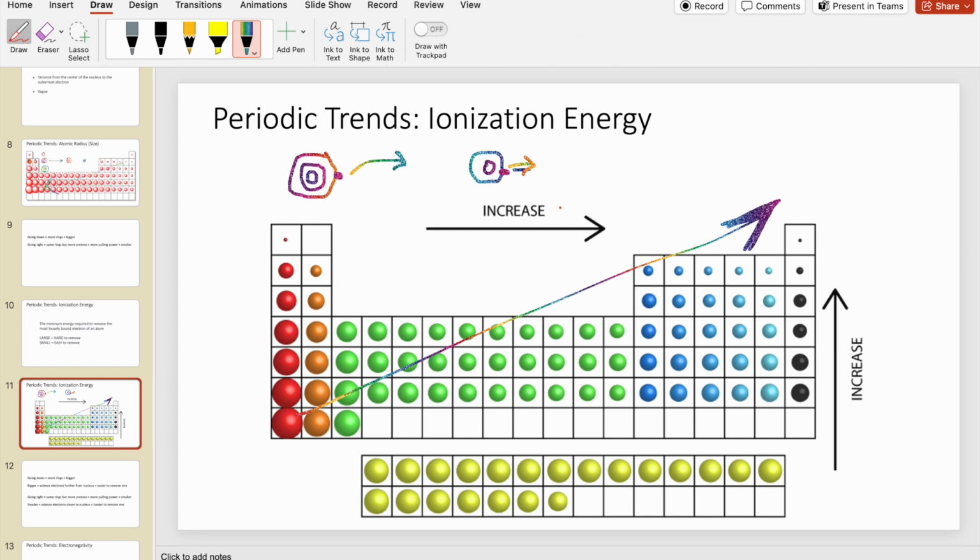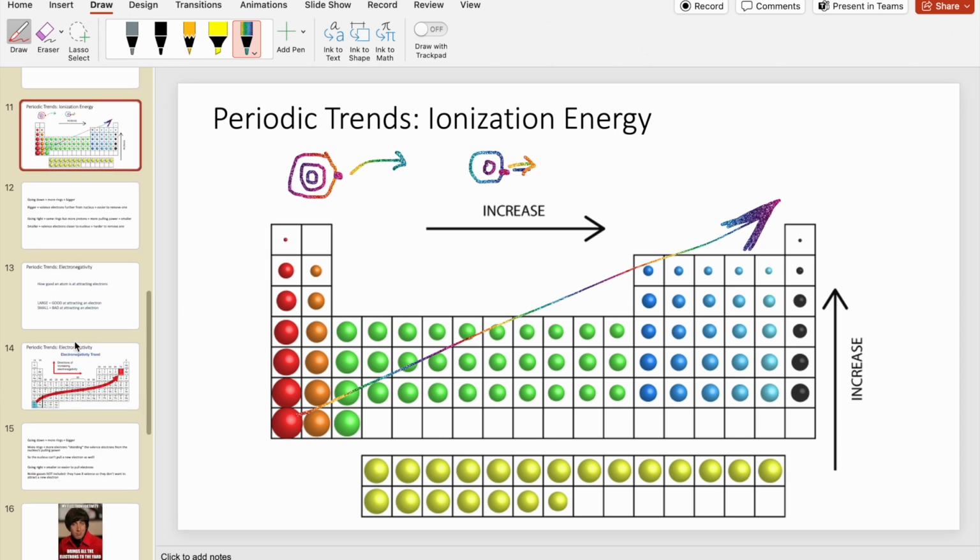And then going left to right, same thing. As you go left to right here, your size is shrinking. And when your size shrinks, it's harder to take that electron. So when it's harder to take that electron, your ionization energy increases. So size goes down, ionization energy goes up. So that's that trend. Just a quick crash course here.